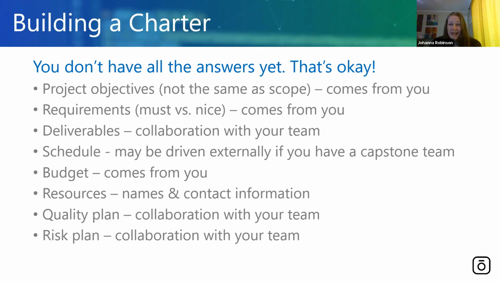So the project objectives, which are not the same as the scope, come from you. You're the one that's decided, what direction are we going? What do we want to accomplish? We want to build a thing. We want to build a physical thing, or we want to build a software thing, or we want to provide a service. So you're at a very high level thinking about, like, what does your organization or your project want to accomplish?